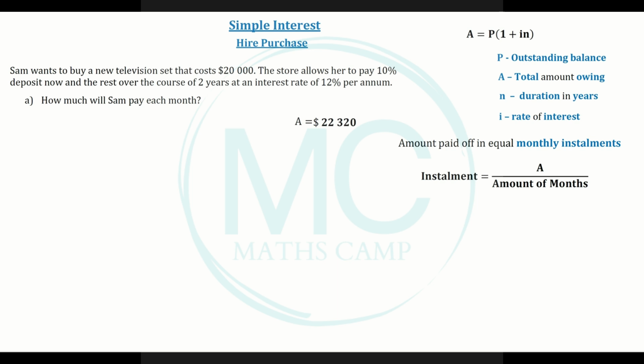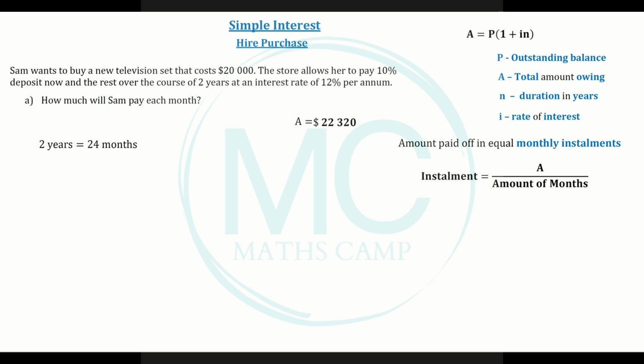Now we need to find out how long Sam has to repay the store. The question tells us that she aims to pay off the amount over a course of 2 years. But how many months is that? Well, there are 12 months in 1 year, so 2 years will be a total of 24 months.